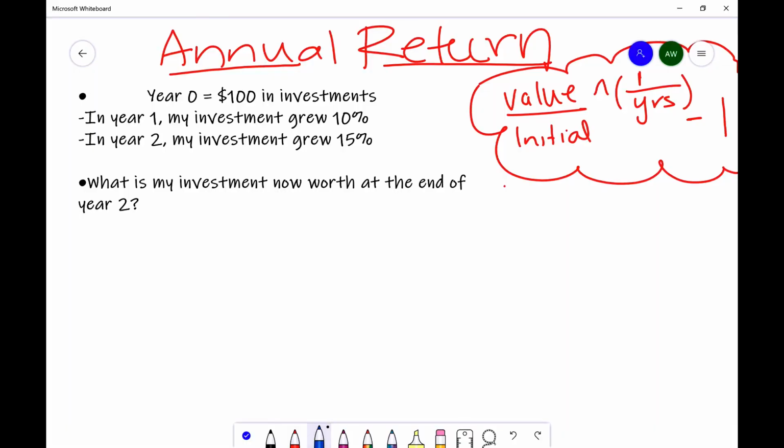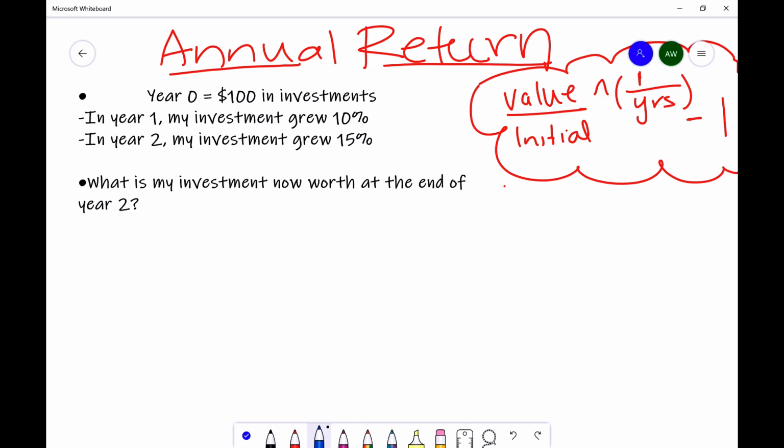So with annual returns, the problem here is in year 0, I have put in $100 in investments, okay? And then in year 1, my investment grew by 10%. And then the next year, in year 2, my investment grew by 15%. So now the question is, what is my investment now worth at the end of year 2? And what is my annual return? As a reminder, the annual return formula is the value today or the value you sold it at divided by your initial value to the power of 1 over the number of years you've held this investment for, minus 1 to get it into percentage form.